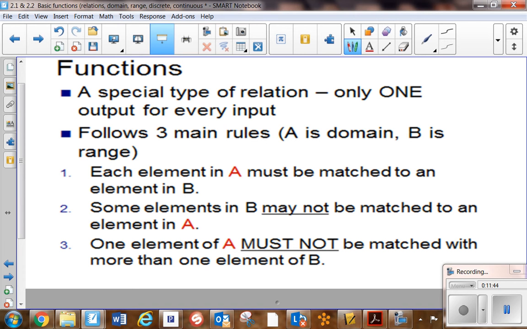Okay, so a function is a special type of relation. We've already talked to you about that. It's a subset of a relation where there's only one output for every input. All that means is your domain never repeats. In other words, you won't have 2 x's that are the same.